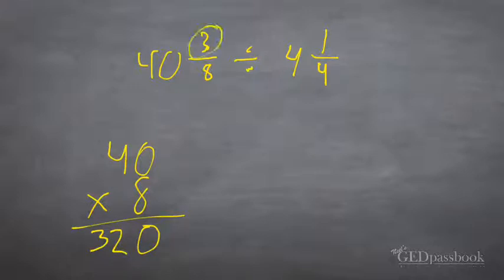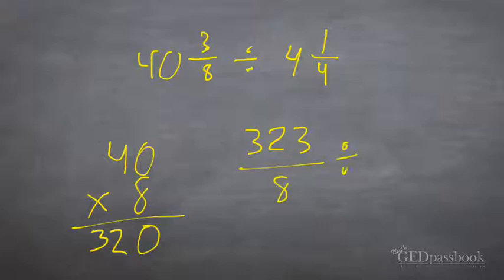320 plus 3, 323 over 8. I don't want to run out of space so soon. Whatever. Over what? 8. Man, this is a massive one. Okay, let's convert this one.